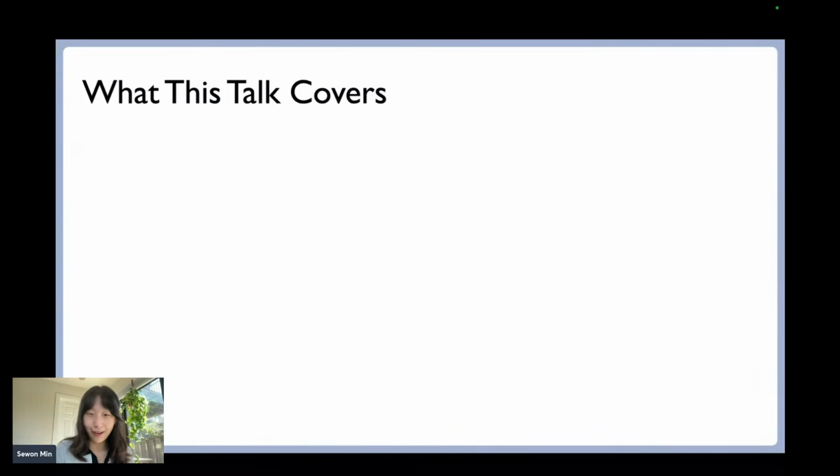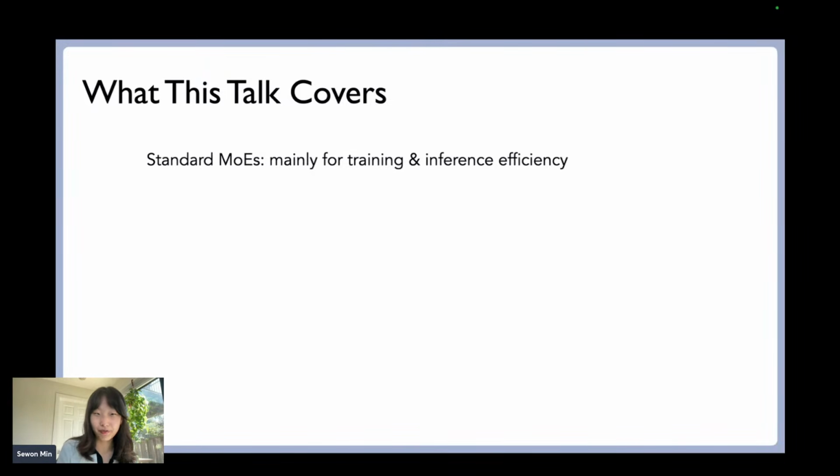So what is this talk about? I believe in the previous slides you learned about standard mixture of experts, where the key idea is to activate a few parameters instead of all parameters for training efficiency as well as inference efficiency. But mixture of experts also has other benefits, like it naturally provides a modular architecture. So the question we want to ask is, beyond efficiency, what other benefits can we get from this modular architecture?